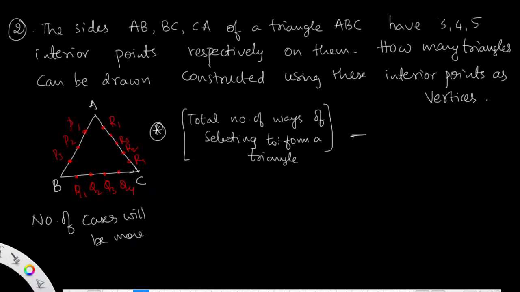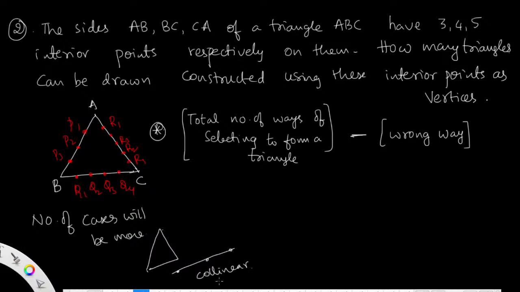That is, total number of ways of selecting to form a triangle minus wrong ways. Wrong ways are nothing but the ways which cannot form a triangle. That is, if you take any 3 points and they are collinear, we cannot construct a triangle. That is the wrong way. Similarly, out of the AB side, BC side, CA side we can do like that only. Any non-collinear 3 points, we can construct a triangle. Otherwise, if the 3 points are collinear, we cannot construct a triangle.